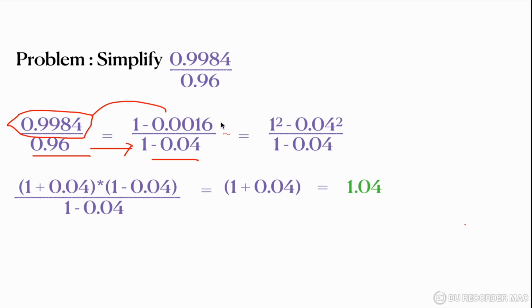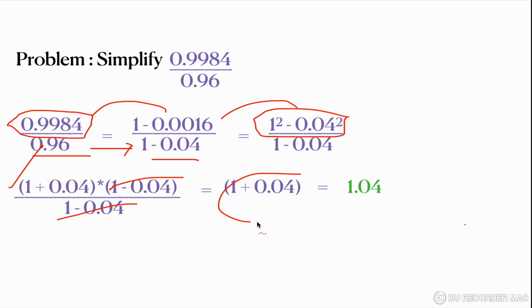Then 1 minus 0.0016 can be written in the form 1 square minus 0.04 whole square. And with the property of a square minus b square, we can convert this into 1 plus 0.04 and 1 minus 0.04. Here 1 minus 0.04 will cancel from the denominator and we will be left with 1 plus 0.04, which will then convert into 1.04, and that is our answer.